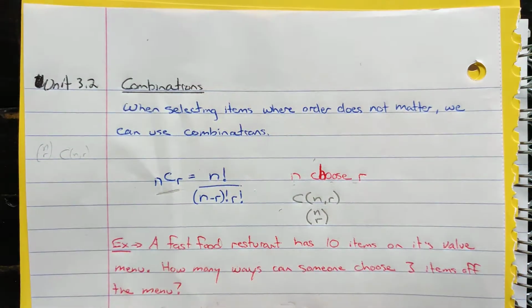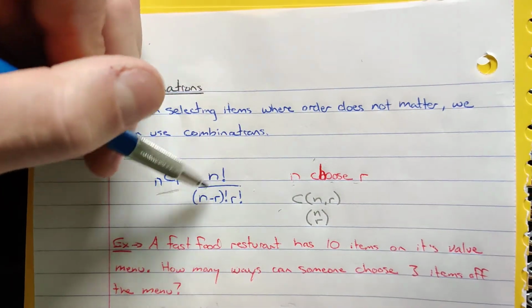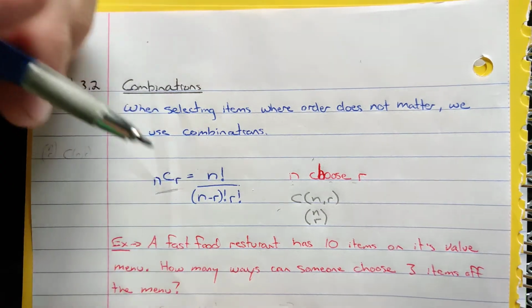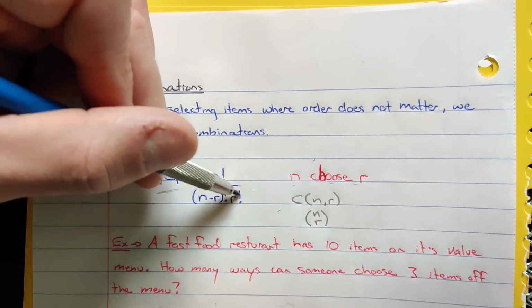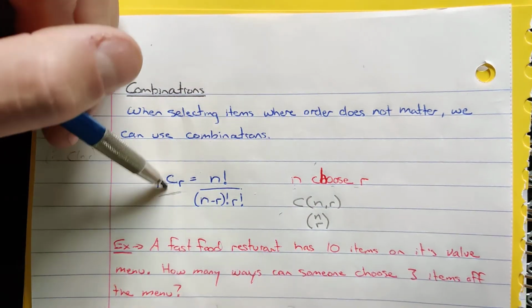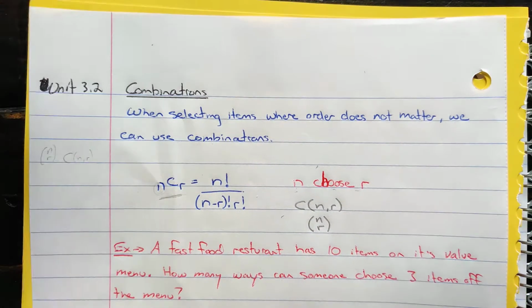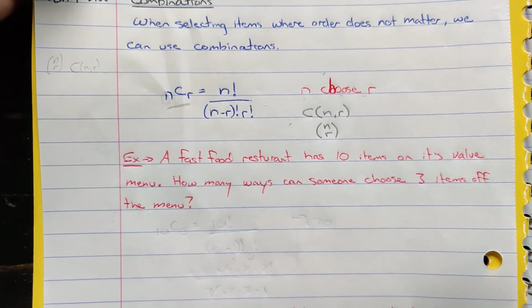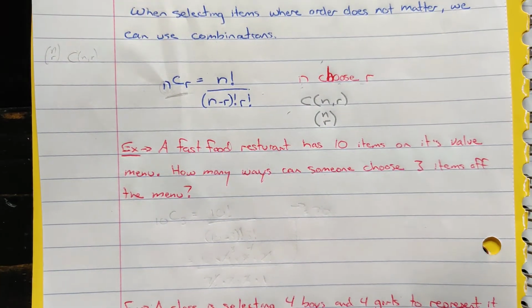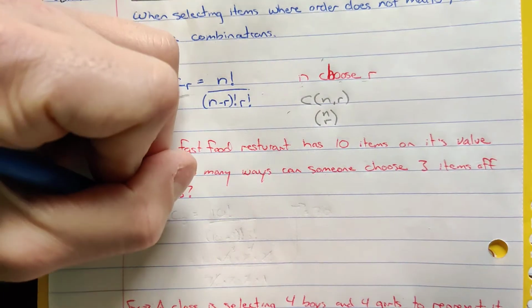In terms of factorial, n factorial over n minus r factorial times r factorial. Again, n is the total number of items we have to choose from, and then r is the number of items we are choosing. So if we look at that in terms of some examples, we've got a fast food restaurant that has 10 items on its value menu. How many ways can somebody choose 3 items off the value menu?